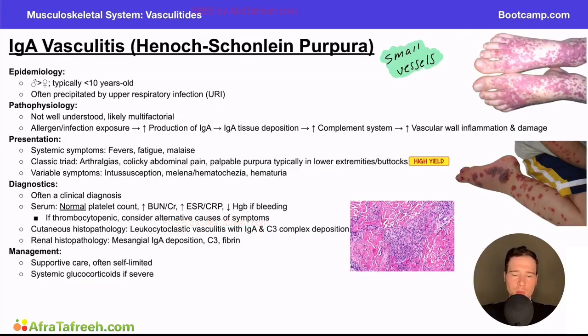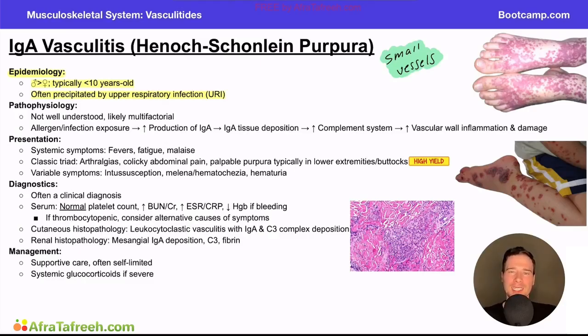So if we think about the epidemiology here, this is typically more common to present in males than females, and usually in a younger patient population, often less than 10 years old. This is often precipitated by an upper respiratory infection, also abbreviated as a URI. This is important information to keep in mind because almost 9 out of 10 cases of this condition is going to be in a child. So when we see a question stem that says an 8-year-old presents, we need to be thinking of different pathologies. What's more likely to present in an 8-year-old versus, let's say, an 80-year-old.